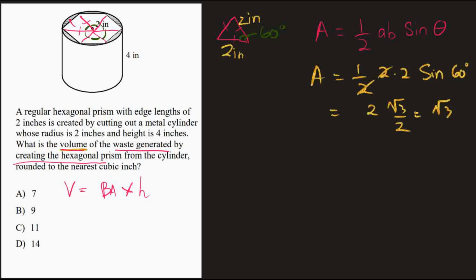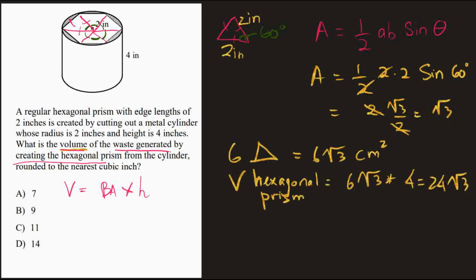So now the area of one triangle is half times two sides AB and sine 60, square root of 3 over 2. Then we cancel this out, so we get square root of 3 as the area for one triangle. Since we have 6 triangles, based on the formula, volume is base area times height. Now we have the base area of the hexagonal prism as 6 square root of 3, times the height, which is 4. Then we have 24 square root of 3 cm cube.